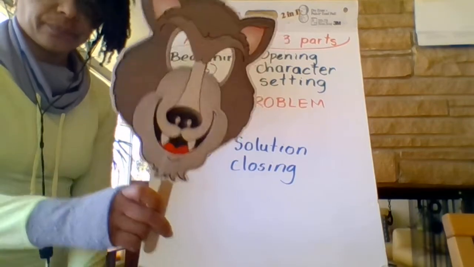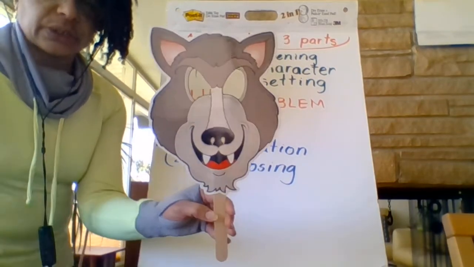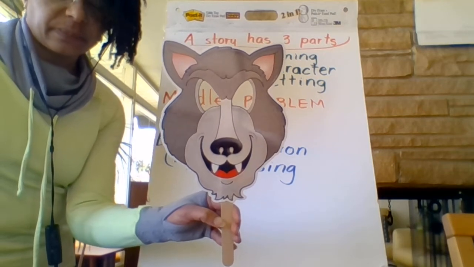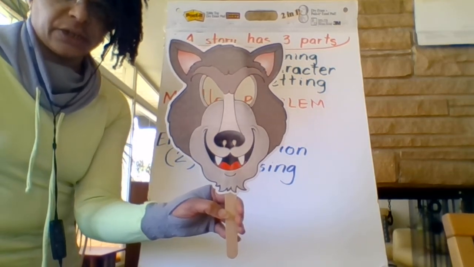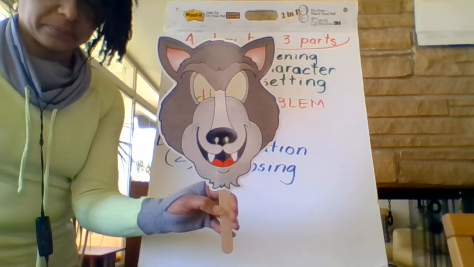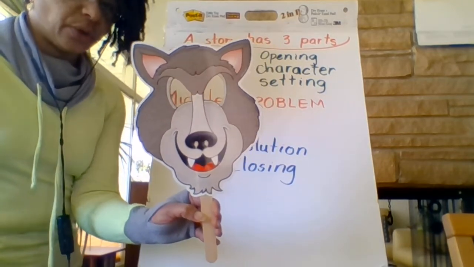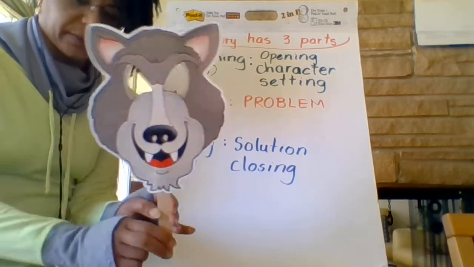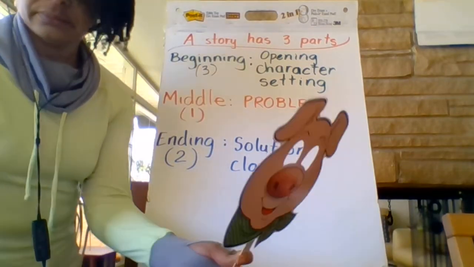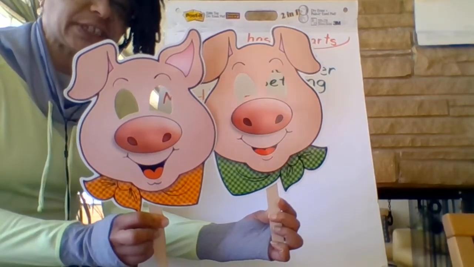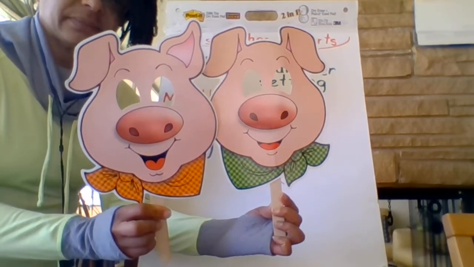The wolf goes to the second house made out of sticks, and he knocks on their door. Little pigs, let me come in. Not by the hair on our chinny chin chin, the pigs say.